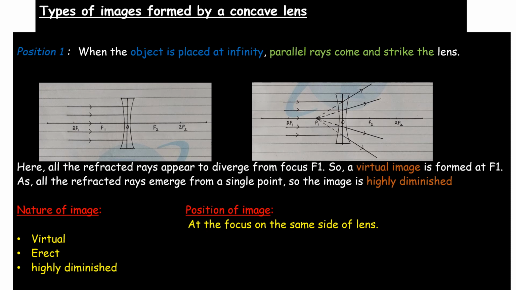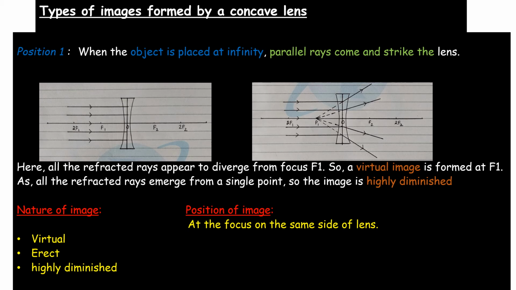Now, types of images formed by a concave lens. Here actually we will discuss only two cases. And in concave lens we will never get any real image. Position 1, when the object is placed at infinity. The light rays become parallel after reaching the lens. That means when they are coming and hitting the lens, you will feel that all the rays are parallel to each other. Then after refraction, they will all be divergent refracted rays.